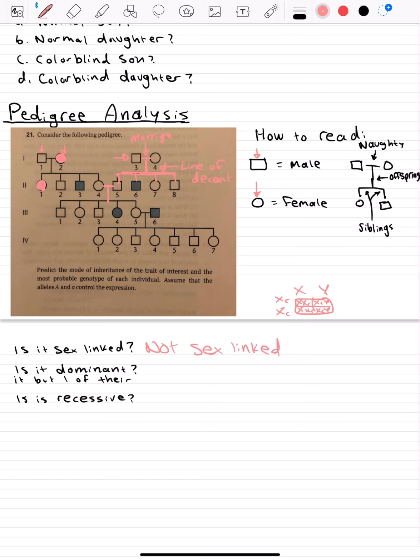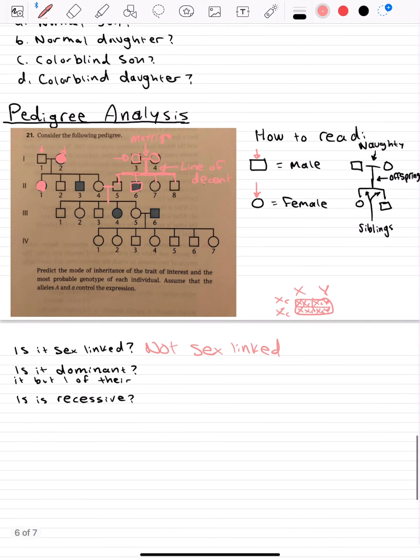Is it dominant? Here we see that we have 2 individuals not carrying the condition, yet they had an offspring that is carrying the condition. Would that occur for dominant individuals? Would this condition be dominant? No. It would not make any sense for 2 individuals who have a recessive phenotype to produce an individual with dominant traits or a dominant condition. That doesn't follow the patterns of inheritance.